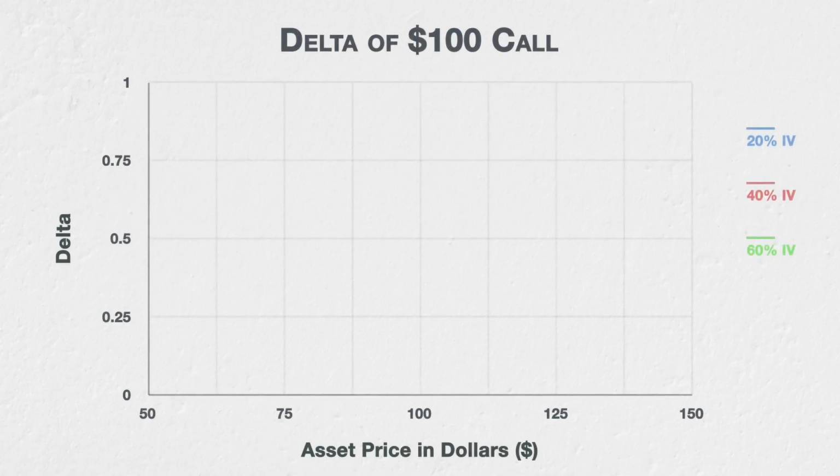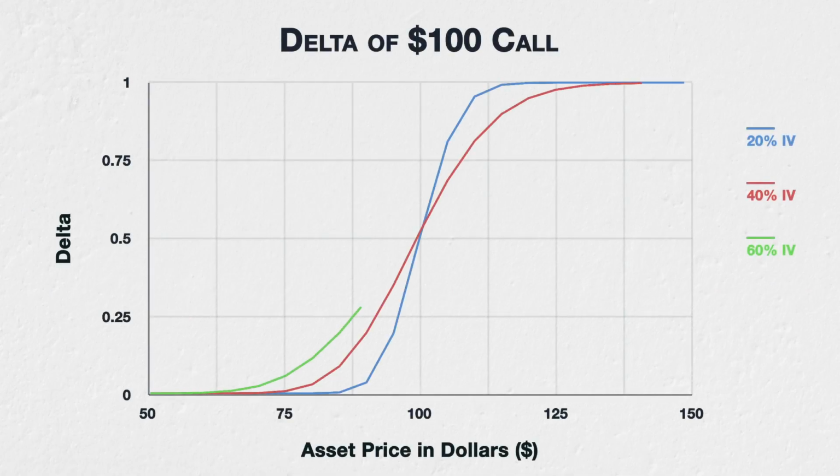Underlying price movements are not the only factor that will affect an option's delta. Implied volatility will also affect the delta of options. Let's take a look at the $100 call option from the example in the previous lecture and see how the delta of this option would be affected by different levels of implied volatility.